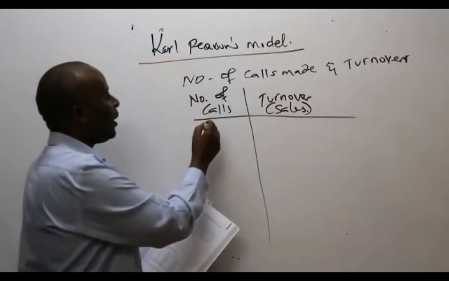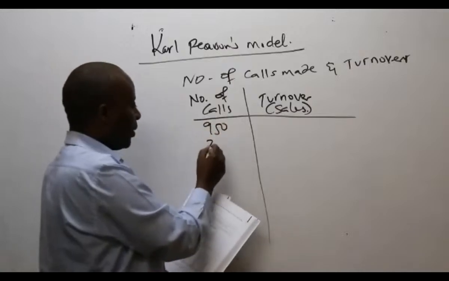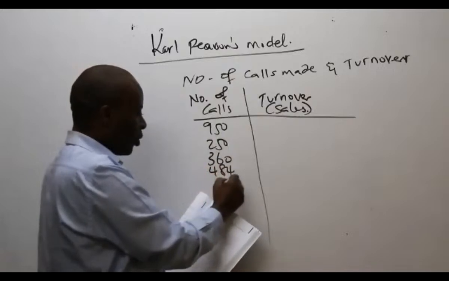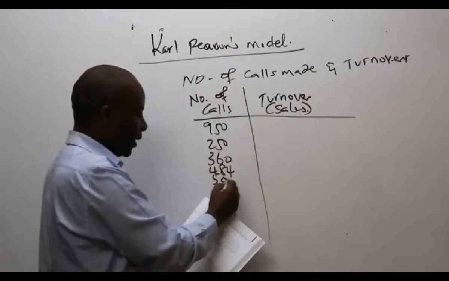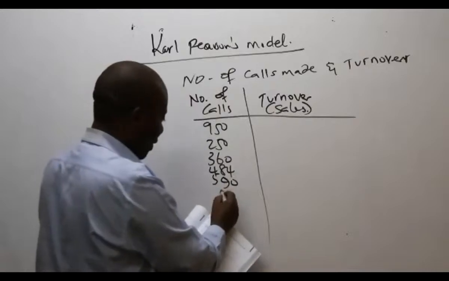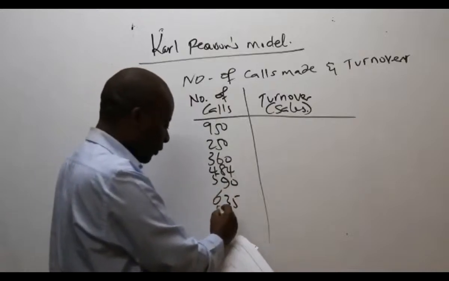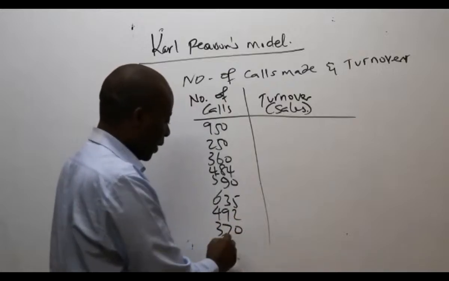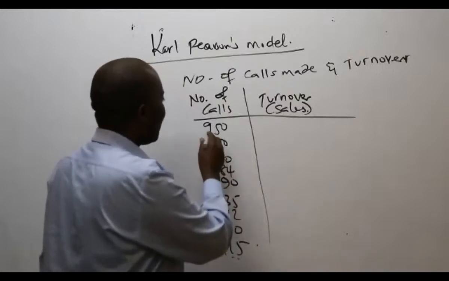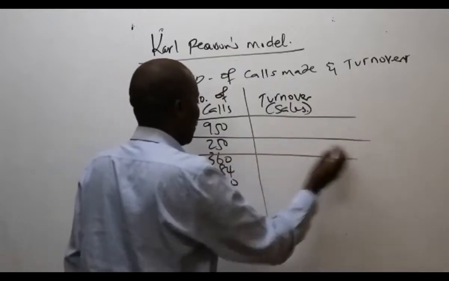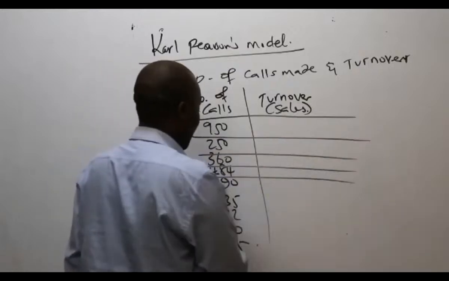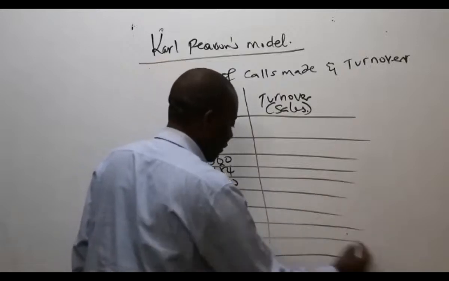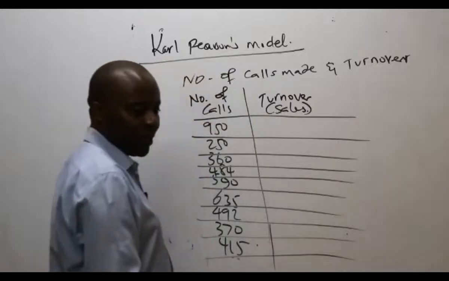So here they have given me 950. Here they have given me 250. Here we have 360. Here we have 484. Here we have got 590. Here we have got, ladies and gentlemen, 635. Here we have got 492. Here we have got 370, and then 415. So, ladies and gentlemen, if that is the case, this is what we need to do very first. You know, QA is the best paper in CPA.